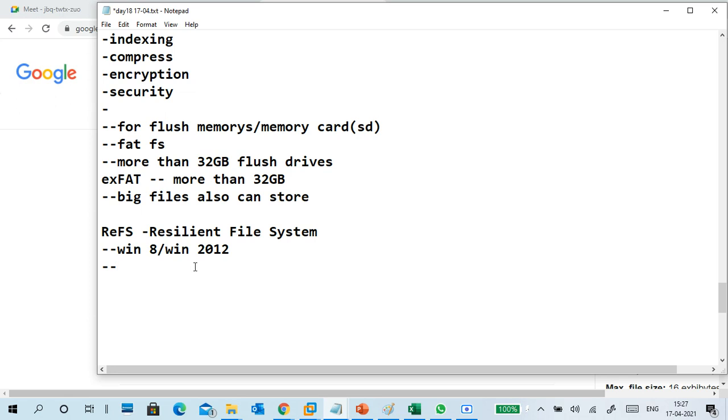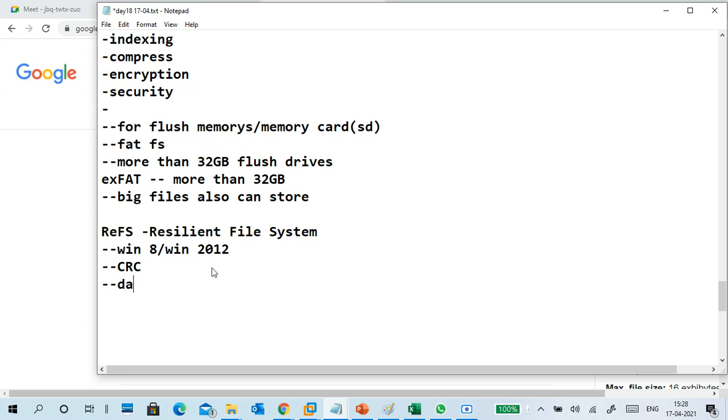Next, what is the use of this one? Each data has a CRC, or cyclic redundancy check, value. So when you are accessing the data, it may get corrupted, so what happens? It protects your data and makes sure that data is not corrupted.